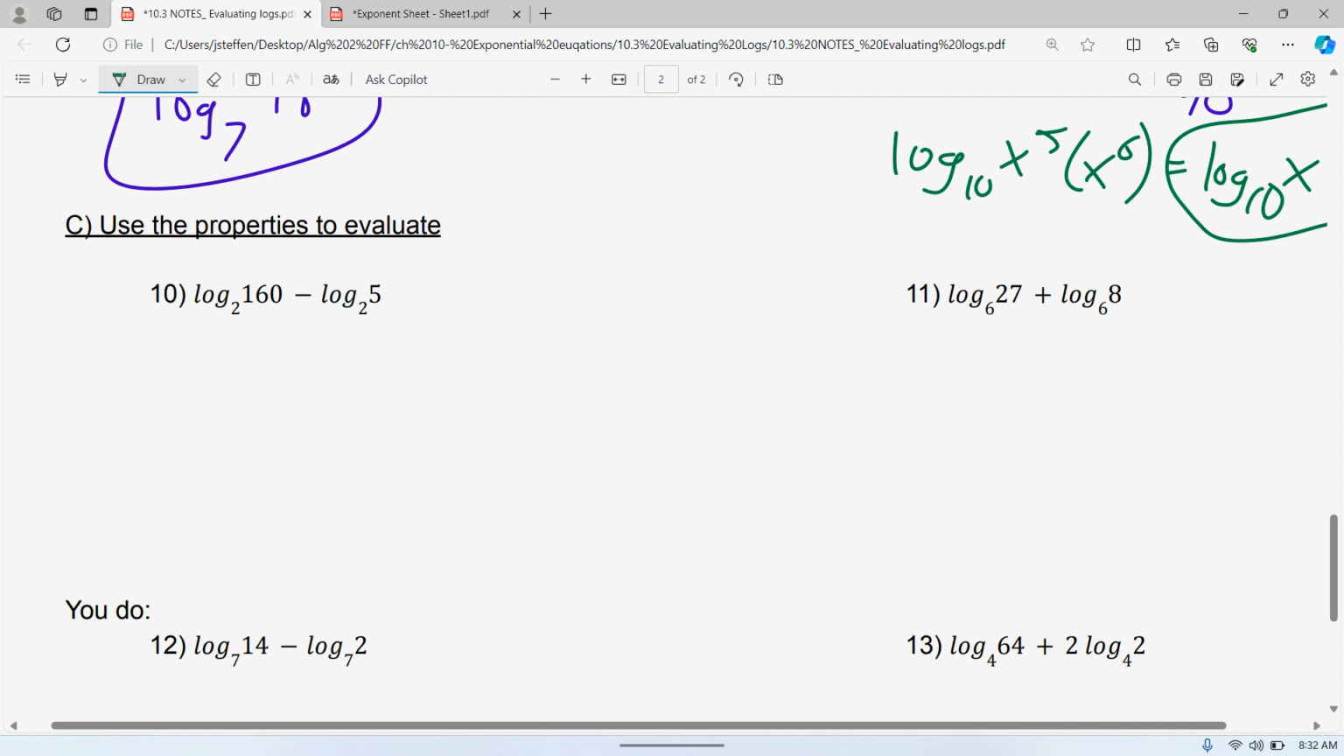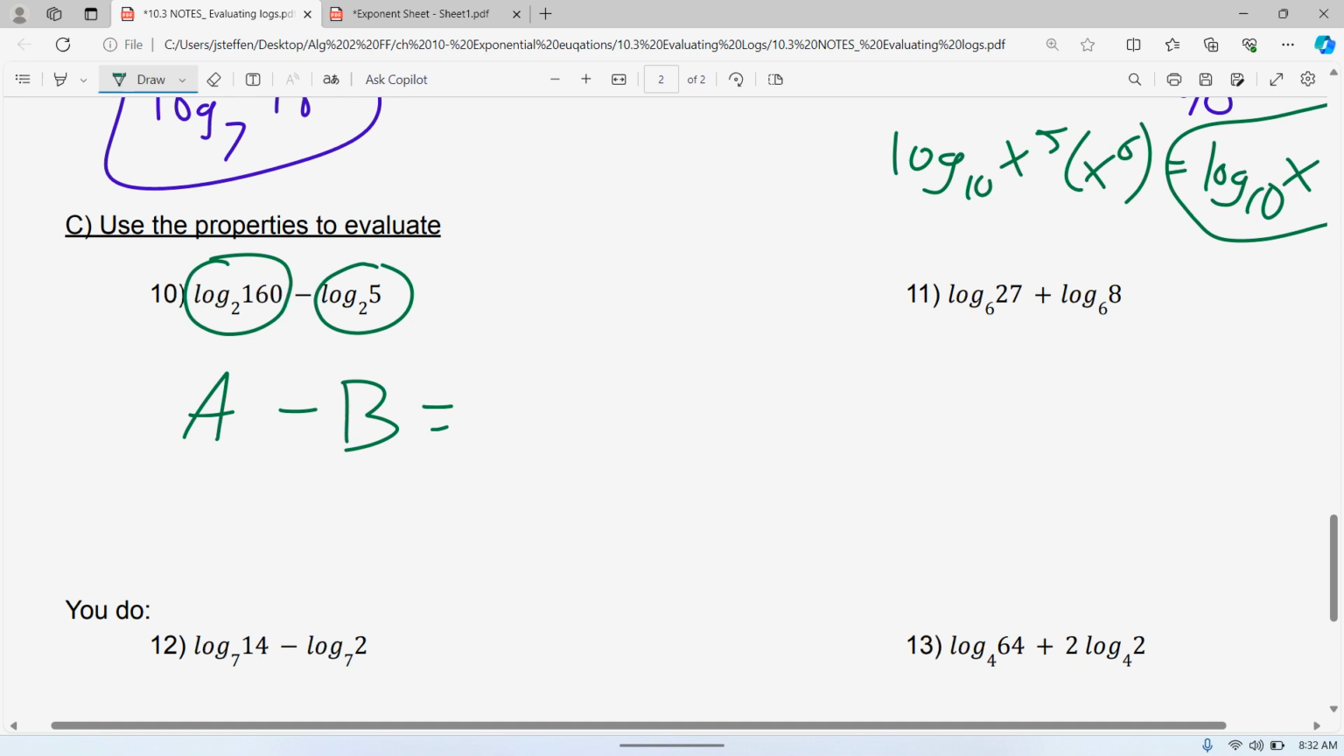So this one we have log base 2 of 160 minus log base 2 of 5. What's that going to be equal to? Now, I will tell you there's two separate ways to do this. You find out what log base 2 of 160 is. That's going to give you a number. What log base 2 of 5 is, that's going to give you another number, and then you can just subtract those two numbers.